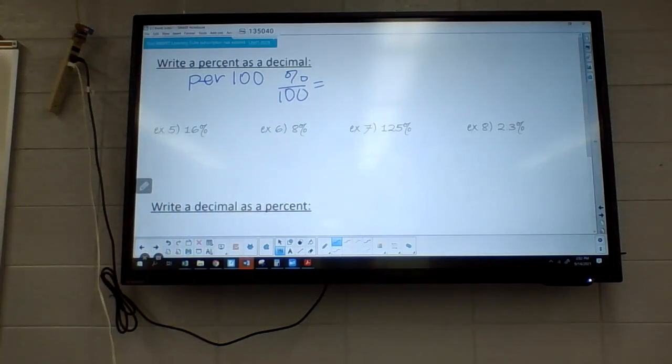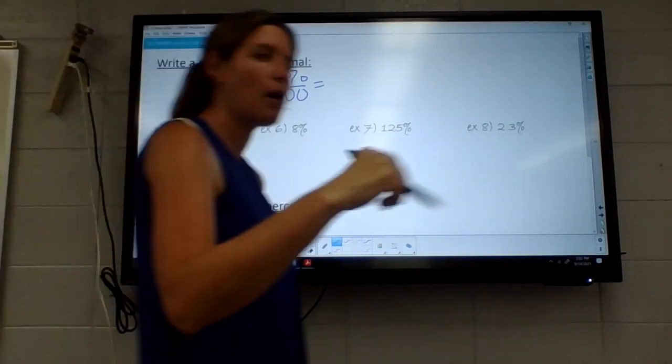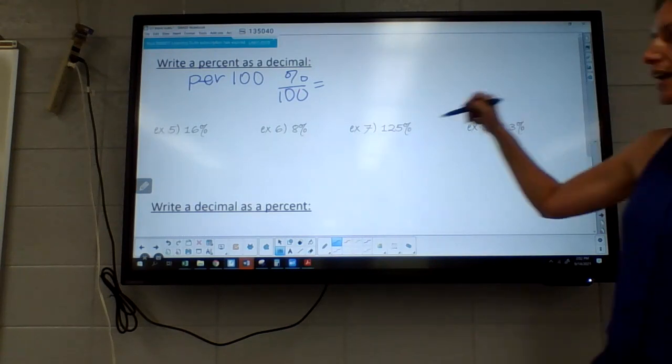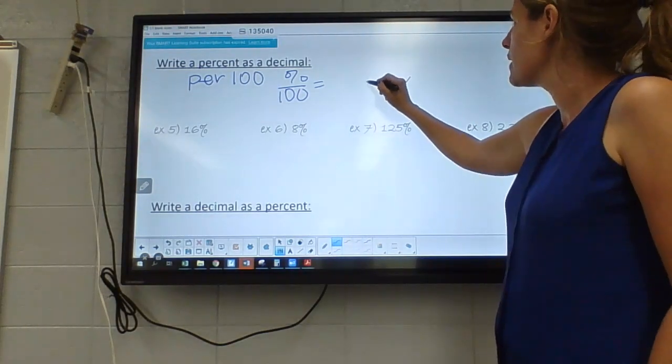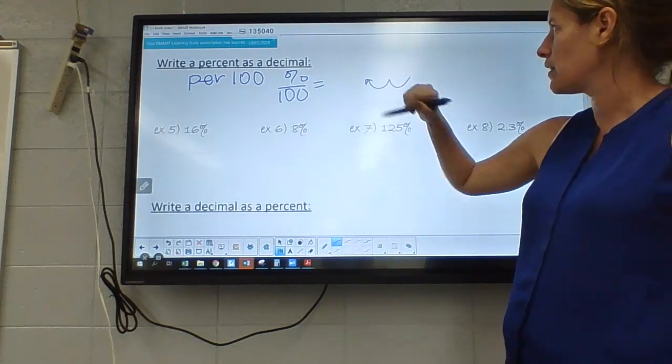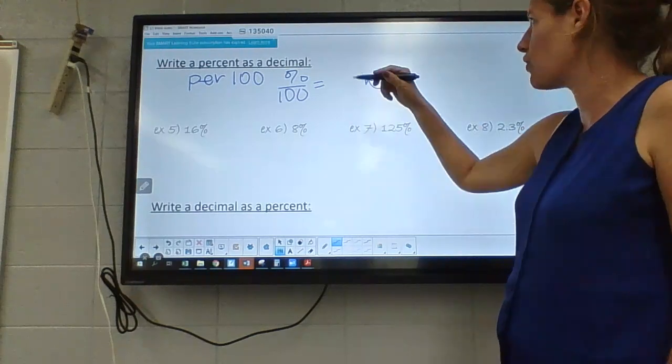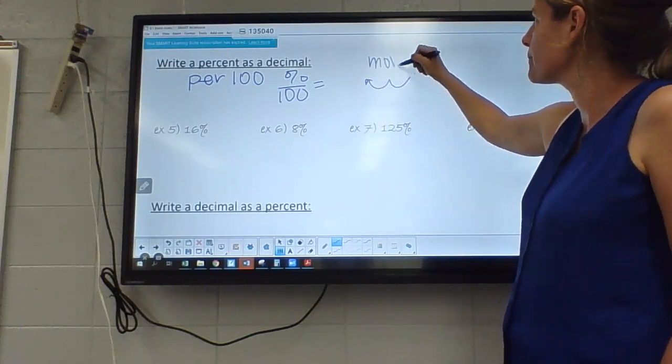What's the trick with dividing by 100? Does anyone know the rule when you divide something by 100? Yeah, move the decimal point 2 places. You make the number smaller, moving it to the left 2 decimal places, because dividing by 100 or multiplying by 100, anything that's a multiple of 10, is really easy to do without a calculator. So we're just going to move the decimal over 2 times to the left.